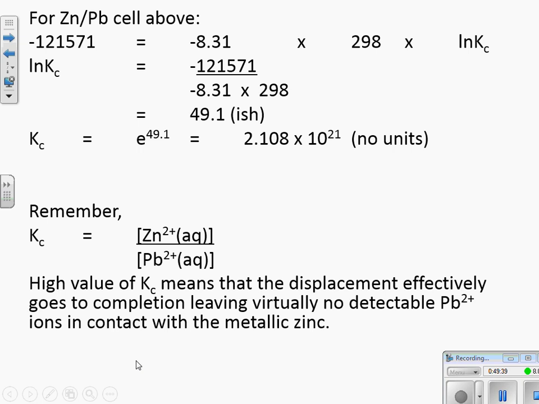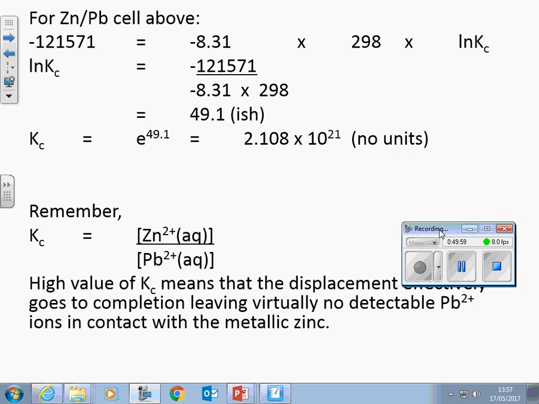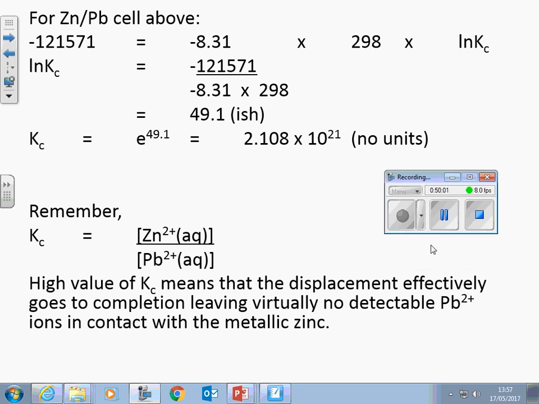So this high value of Kc means it goes effectively to completion, leaving virtually no detectable lead ions in contact with the metallic zinc. Yeah, if you're setting it up like a battery, which we're not. Okay, I think that is job done in terms of the theory content of this unit.